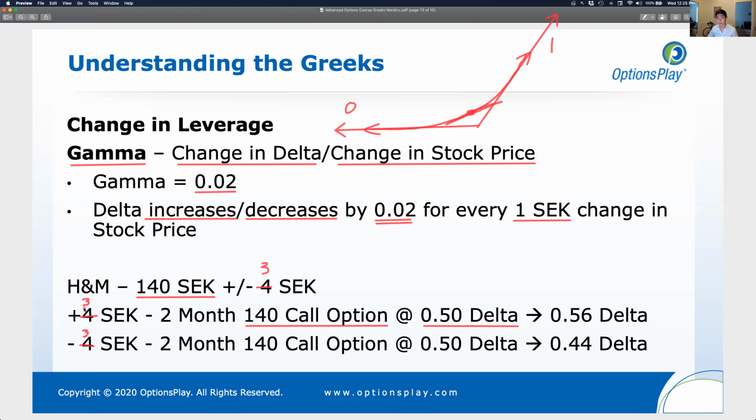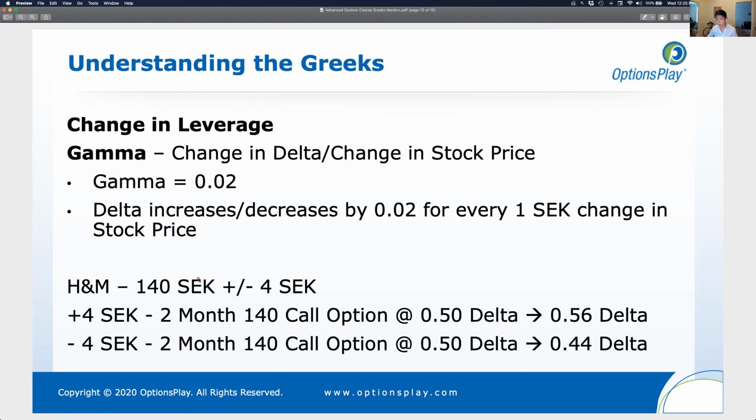If the stock goes up by 3 crowns, it actually increases my delta from 0.5 to 0.56. So what happens is that I actually get more for every crown the stock goes higher. If it goes from 140 to 141, I make maybe 0.5 delta, but from 141 to 142, I make 0.52 delta. From 142 to 143, I make 0.54 delta. So basically, as the stock keeps going in the direction I expect it to, I actually make more per dollar or per crown on my option if the stock goes in my favor. And vice versa if the stock goes against me.